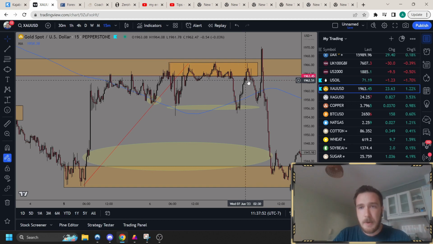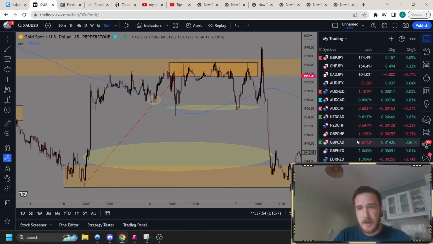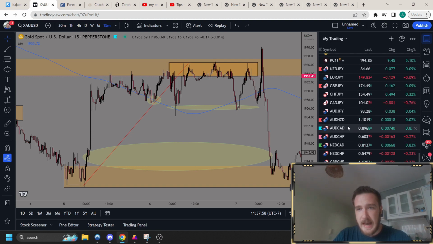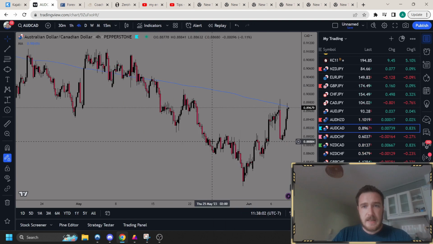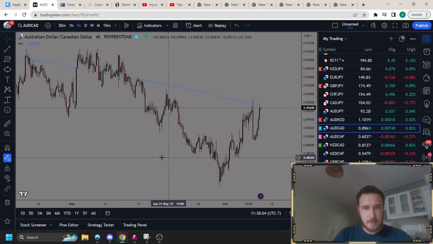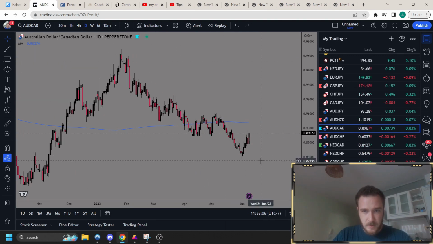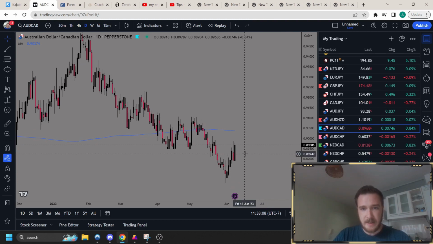Okay, let's talk about another example. This is one currently in Aussie CAD. This is a, how should I explain this one? Daily time frame. So we start on our daily, could be daily or 4 hour.